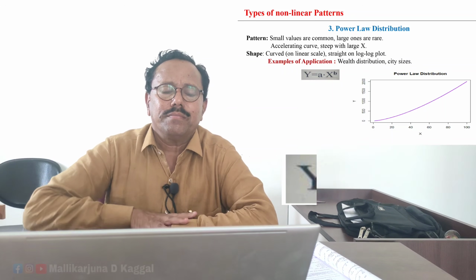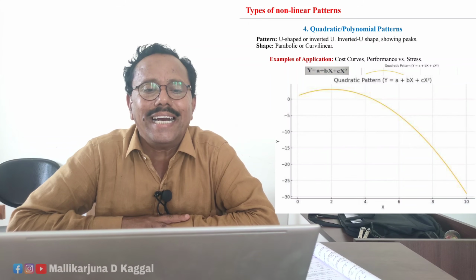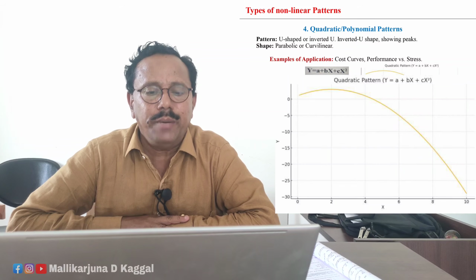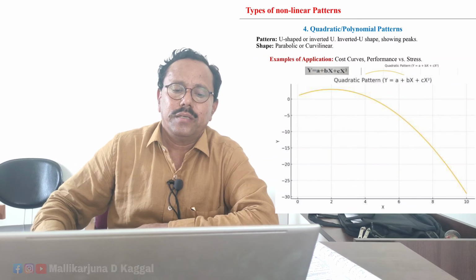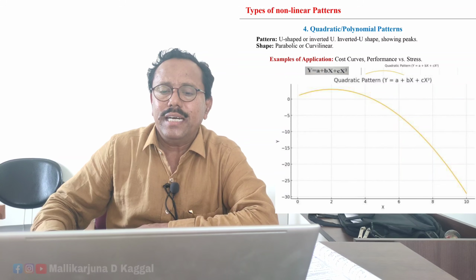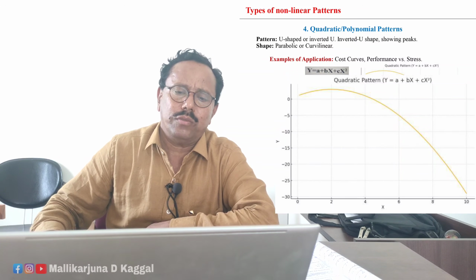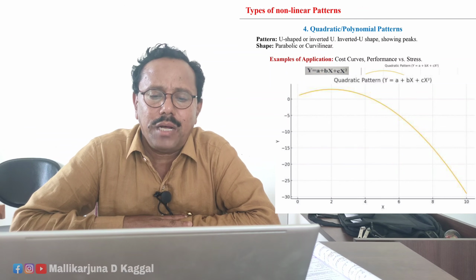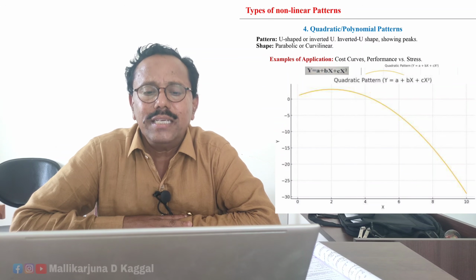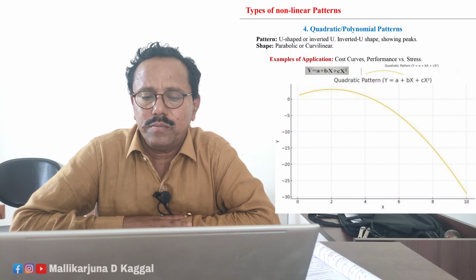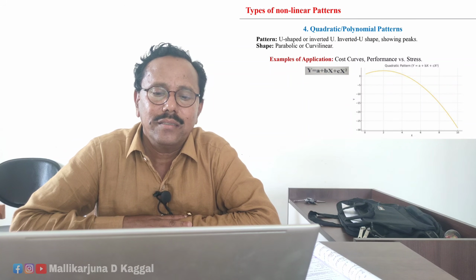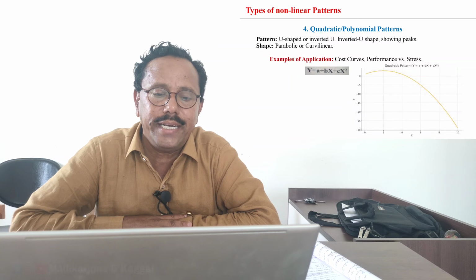The next is the fourth pattern of the non-linear model. This is called the quadratic or polynomial pattern. It is nothing but a parabolic shape or curvilinear shape. This is the shape you come across in our graph. Either it may be downward or it may be upward also, not necessarily always downward. We say a U-shaped curve or an inverted U-shaped curve. This is practically used in estimating cost curves or in analyzing performance versus stress, this quadratic pattern of the non-linear model.